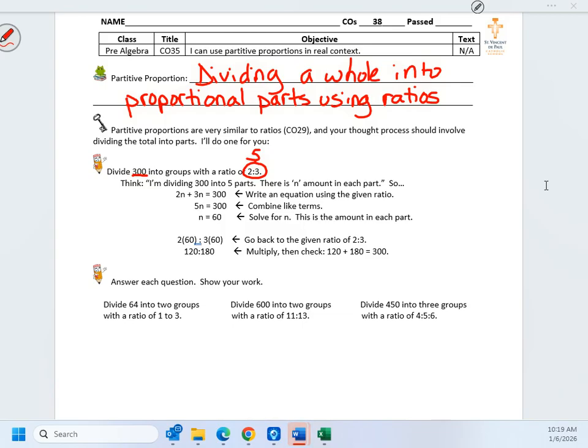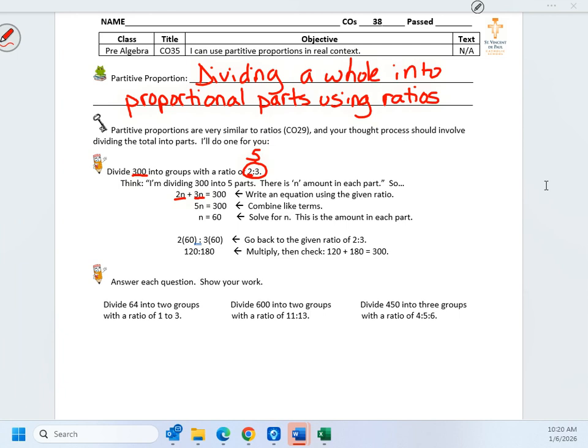So N is going to be the amount in each part. So we had a 2 right here, so that's where we get our 2N. We have a 3 over here, that's where we get 3N. So all together we have 5N equals 300, because we combined 2N plus 3N.